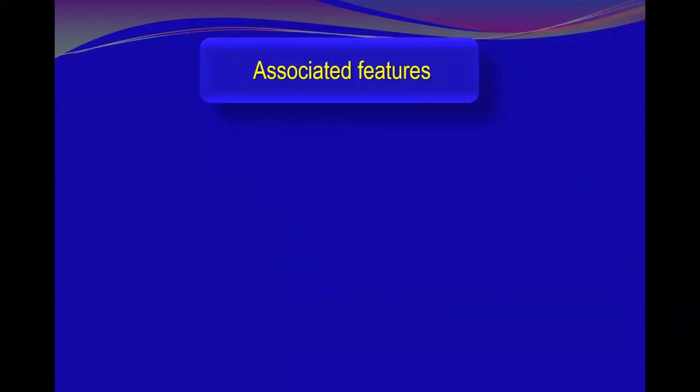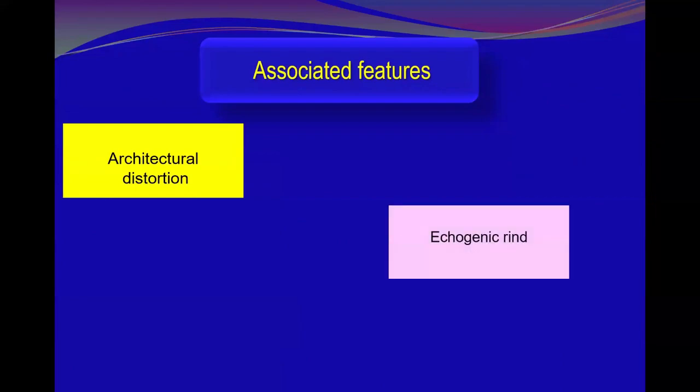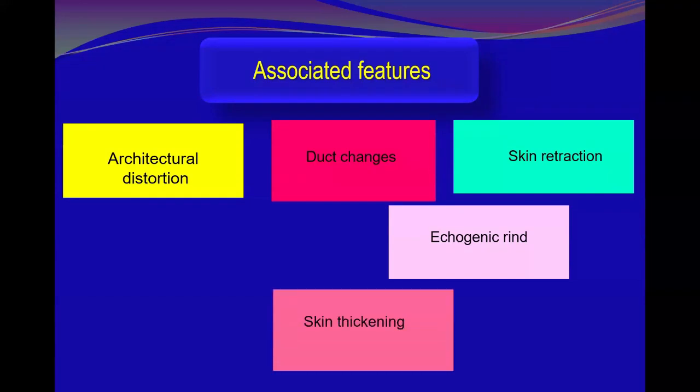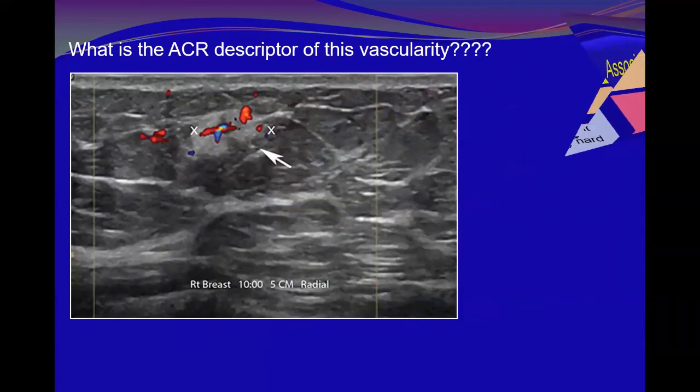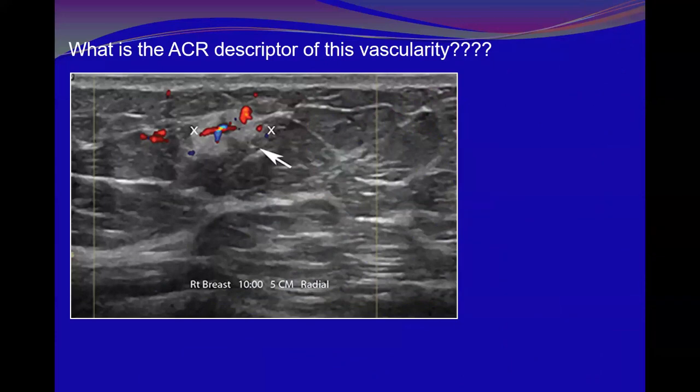Okay, so associated features include architectural distortion, echogenic ring, duct changes, skin retraction, skin thickening, and edema and vascularity. We have discussed it today. And the elastography assessment is going to be discussed later. Okay, what is the ACR descriptor of this vascularity? What are the ACR descriptors of vascularity in general?